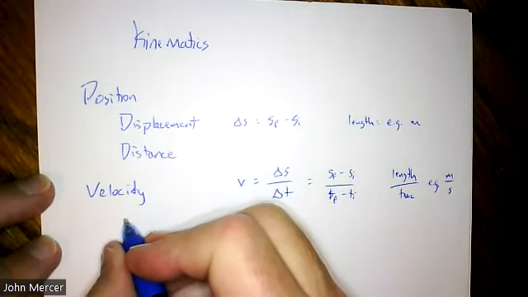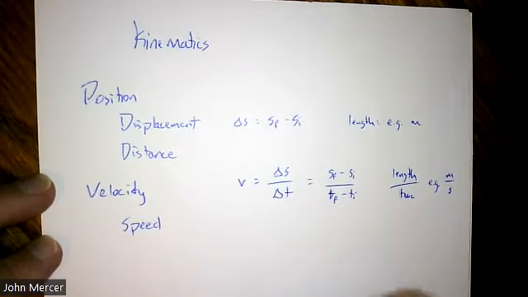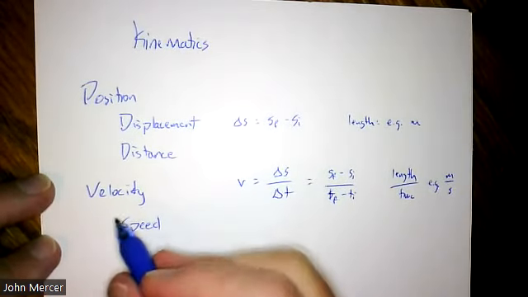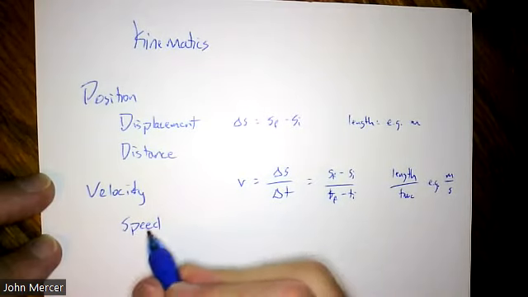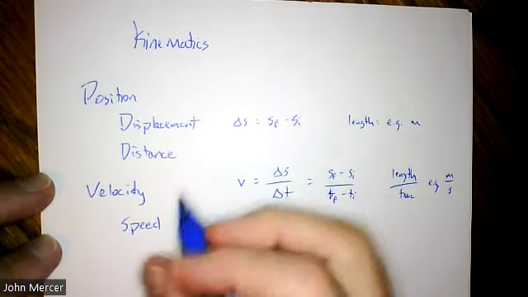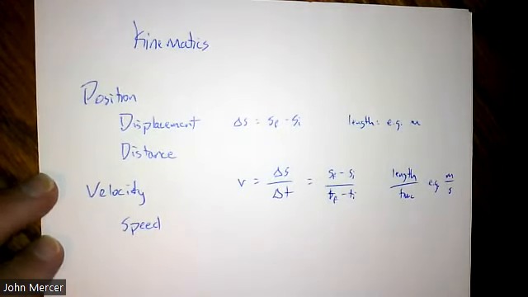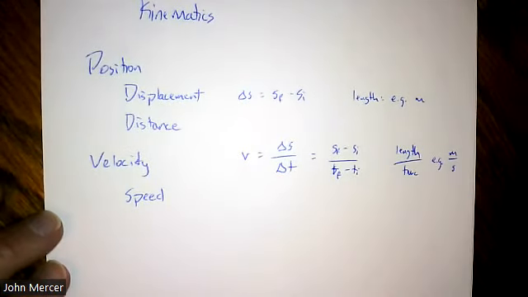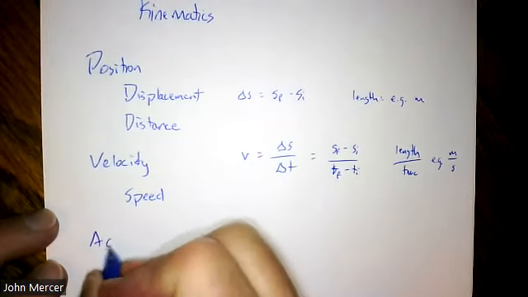The closely associated term with velocity is speed. And speed in a physics class would be the magnitude of the velocity vector. This is a vector, this is a scalar. And speed is also distance over time. Same units, it's just a scalar, not a vector. And the third parameter is acceleration.